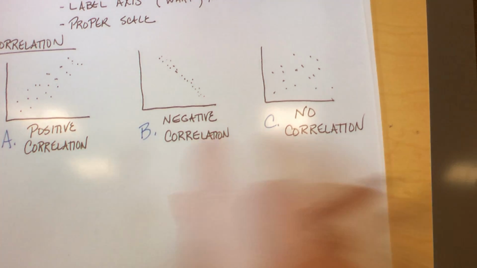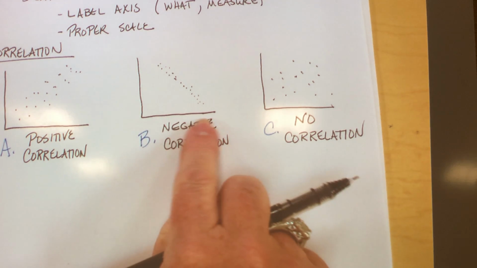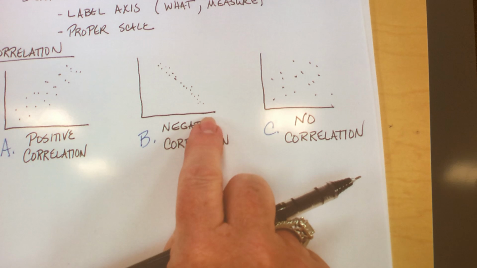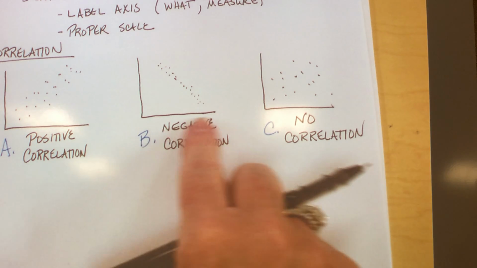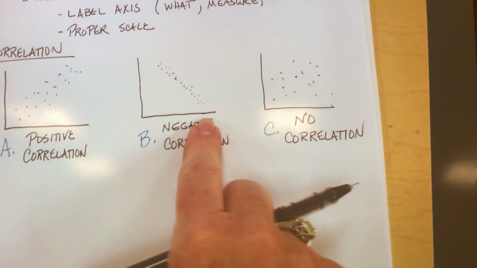All right, a negative correlation. This is how many hours you spend playing on your telephone and your grade on the test. That's a negative correlation. You spend a long time playing on that phone, and your grades are gonna go down.